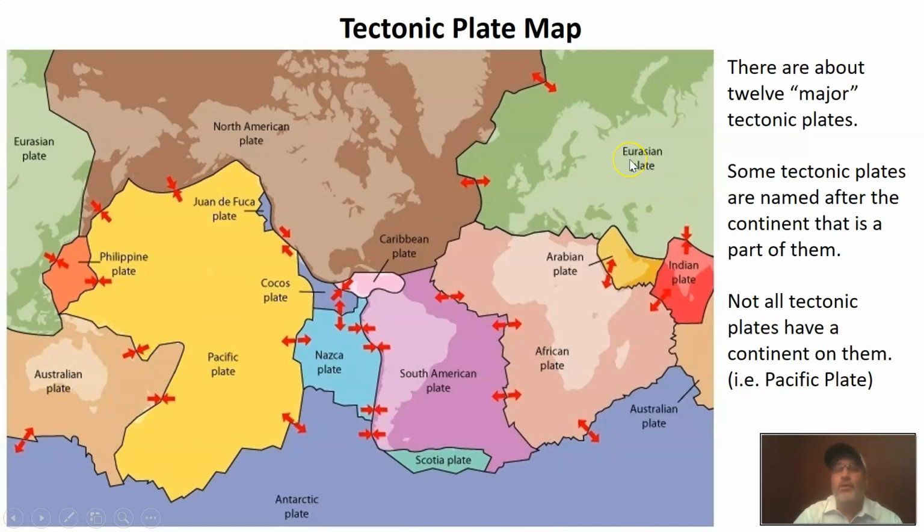Europe and Asia together are sometimes called Eurasia. So here's the Eurasian plate. Here's the African plate. Here we have the Arabian plate. This is Saudi Arabia. This is the country of India. This is the Indian plate. And over here we have the Australian plate. So you can see that a lot of these tectonic plates are named after the continent that is part of them. But remember, not all tectonic plates have a continent on them.